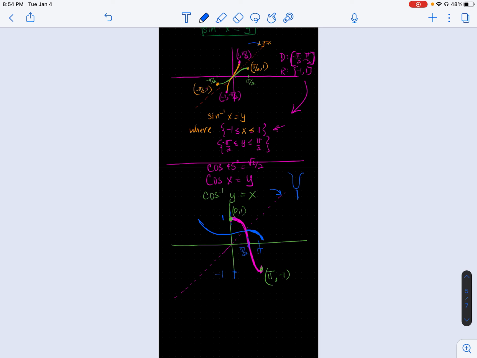Yeah, there we go. What would be this point here? This would swap positions. As I said, it's going to be 1, 0. And this one is going to be the swapped version of this, which is going to be -1, pi. And again, domain and range will swap their positions.